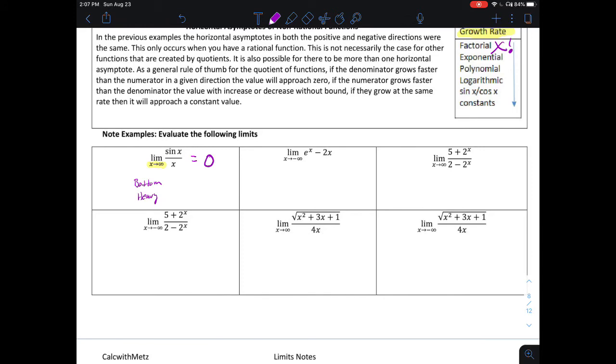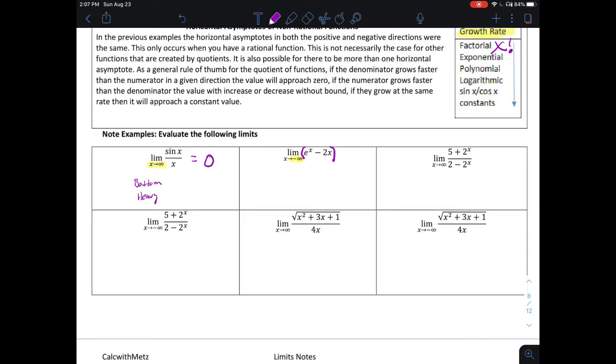Now let's slide over and look at the next one. So in fact, that whole thing should be in parentheses. Looking at the limit as x heads towards negative infinity of e to the x minus 2x. And when I'm doing the end behavior limits, especially when it comes to exponential functions, you got to pay attention to what direction you're heading because of the effect of the negative exponent.